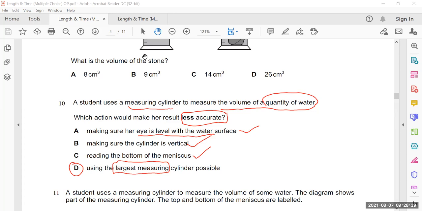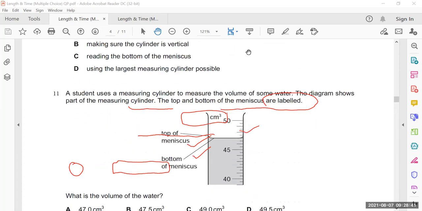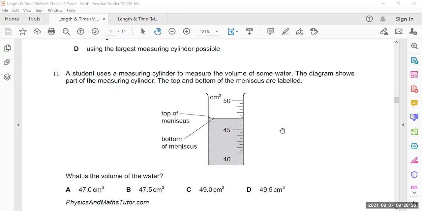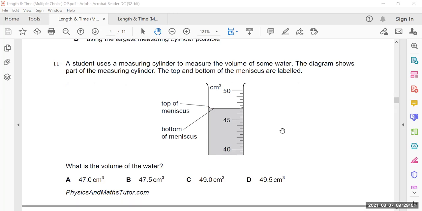And in question number 11, a student is using a measuring cylinder to measure the volume of water. A diagram is there. The top and bottom of the meniscus are labeled. What is the volume, children, here? How is this scale giving us the measuring value? What is the volume of the water?